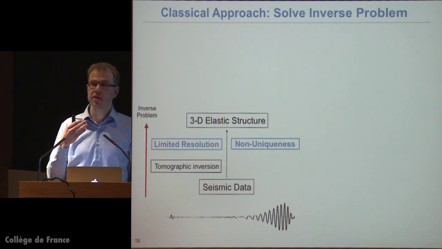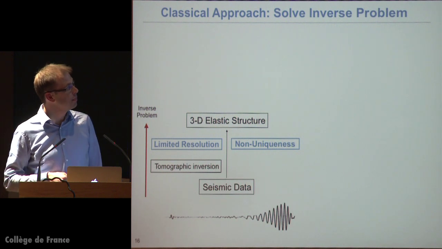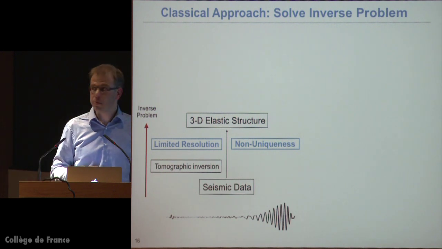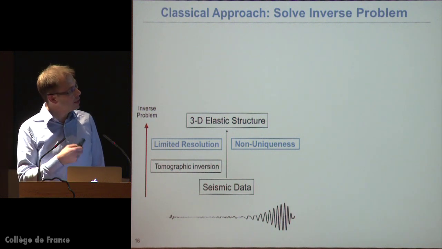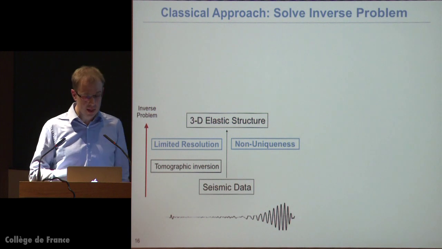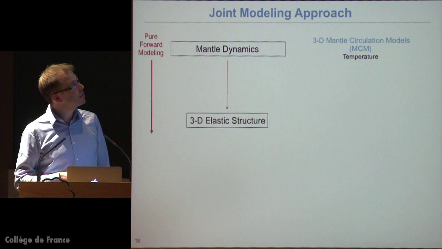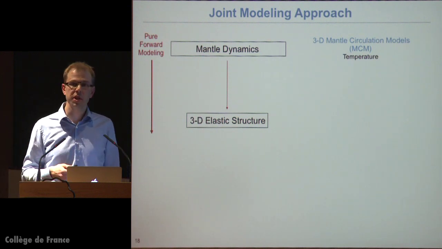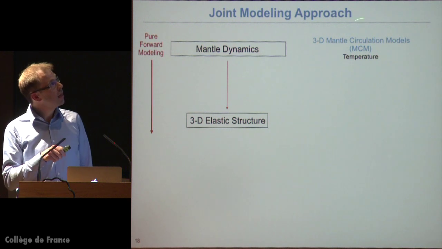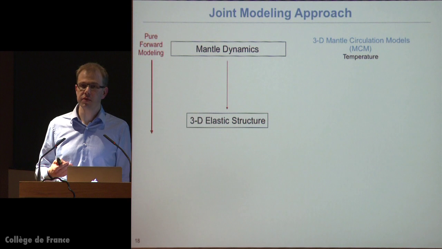This means that there's actually a quite large range, or an infinite range, of models that explain the data equally well. There are people trying to come around these problems or find ways to tackle this, but here we want to do a pure forward modeling approach, as I said. So this means that we start with considerations on mantle dynamics. We solve the equations of motion for the mantle by running 3D high-resolution mantle circulation models in order to constrain the temperature field of the mantle.